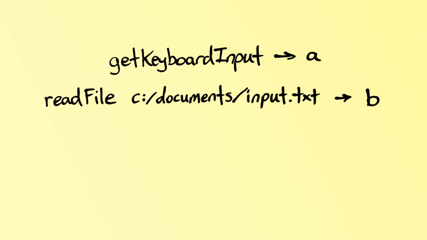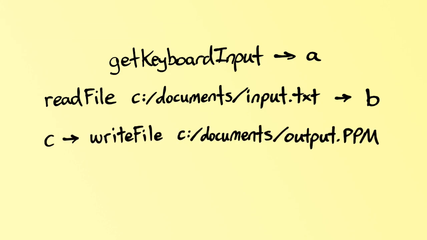If a program says to read whatever's at the location c/documents/input.txt, and then you run that program, and then you change what's there and run it again, that program is going to read two different things. Output operations are typically less fickle than input operations, but they're still definitely in this category of impure.